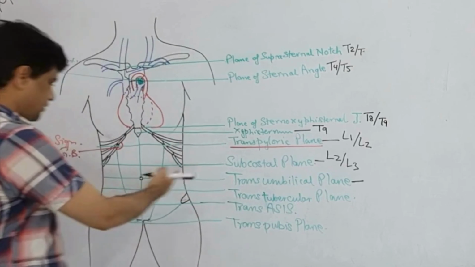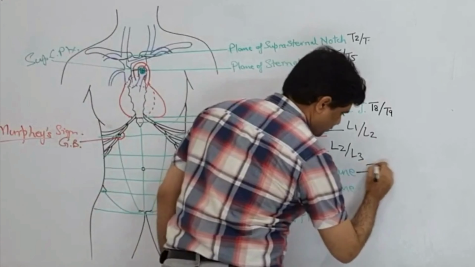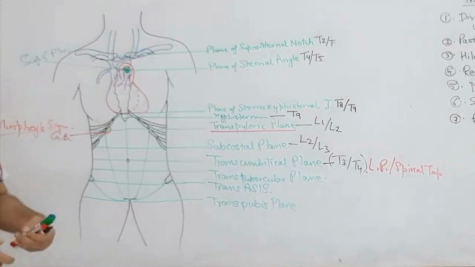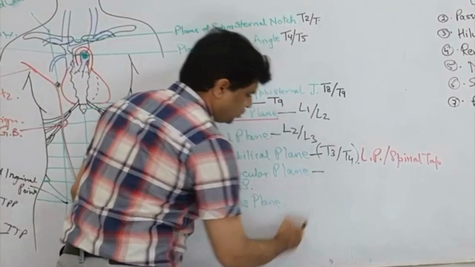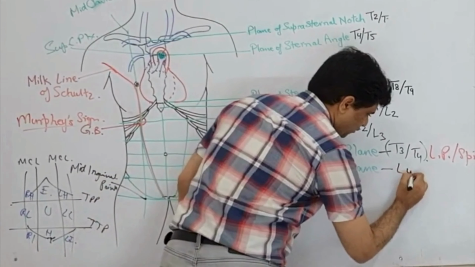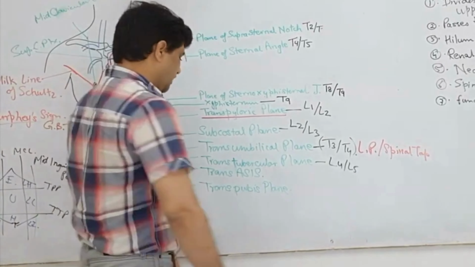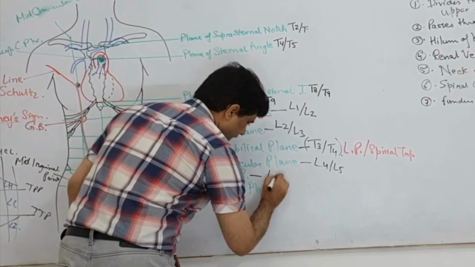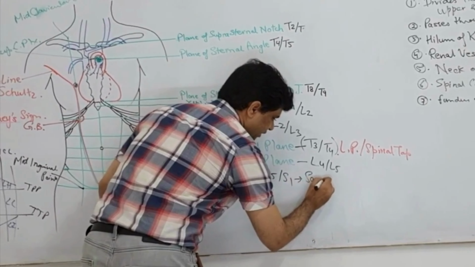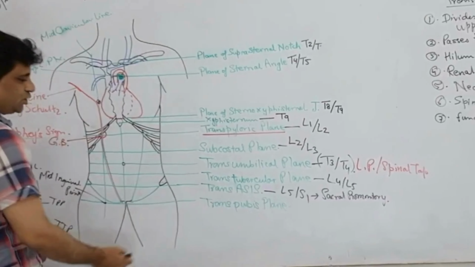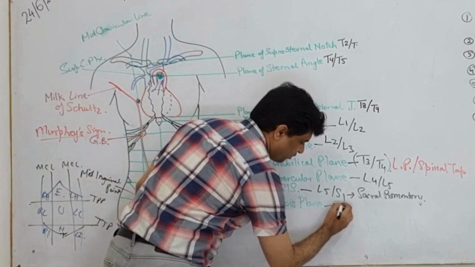Transumbilical plane, this passing through the umbilicus in a healthy adult, passes through L3, L4. Transtubercular plane, which passes through the iliac tubercles, passes between L4, L5. Remember this. Now talking about transASIS: it passes through L5, S1. So this is said to be passing through the sacral promontory. The transpubic plane posteriorly passes through the tip of the coccyx.